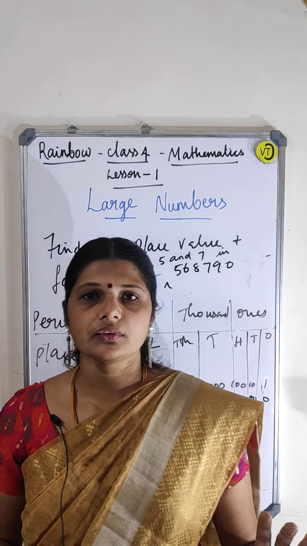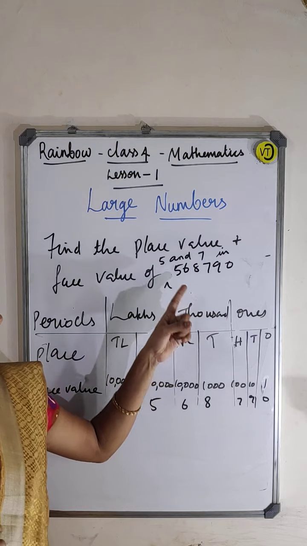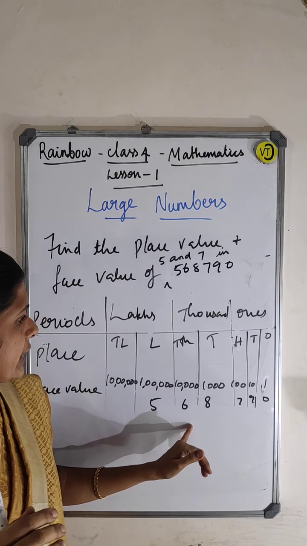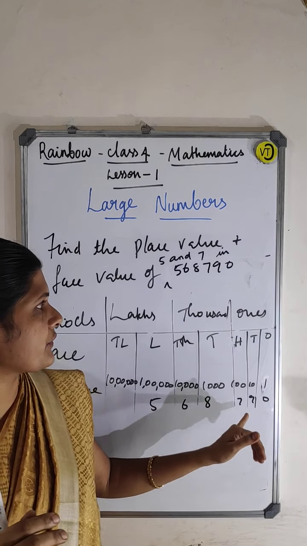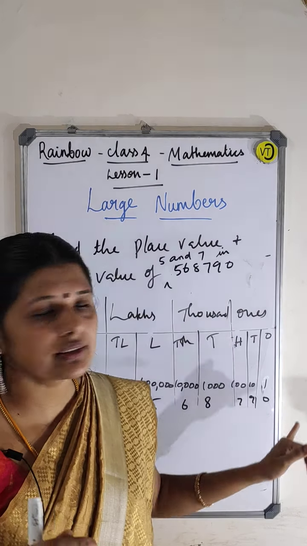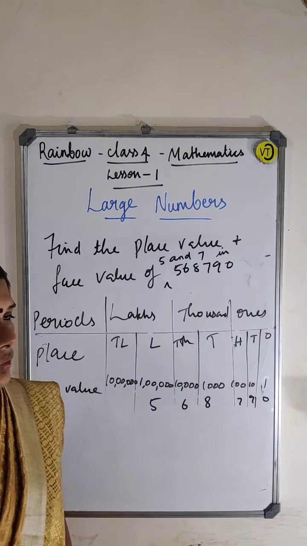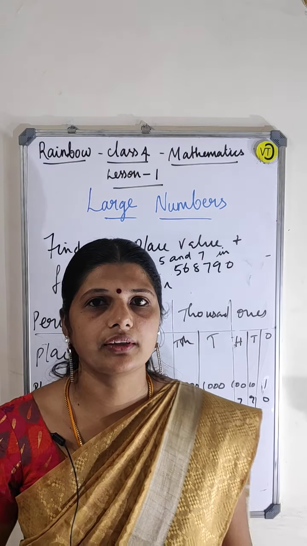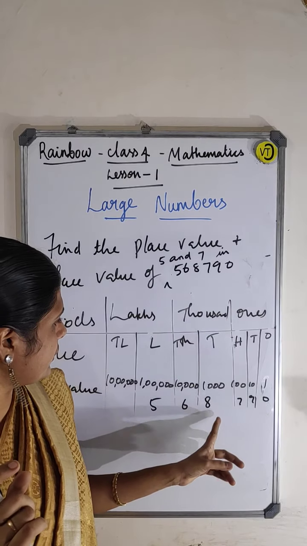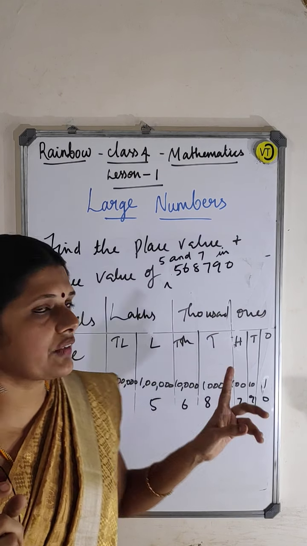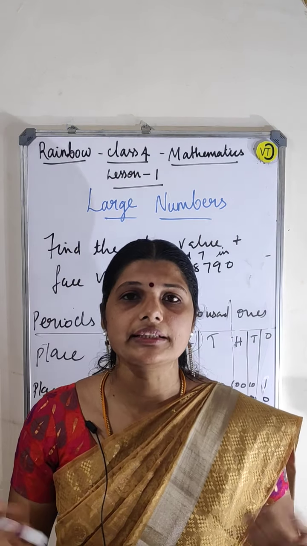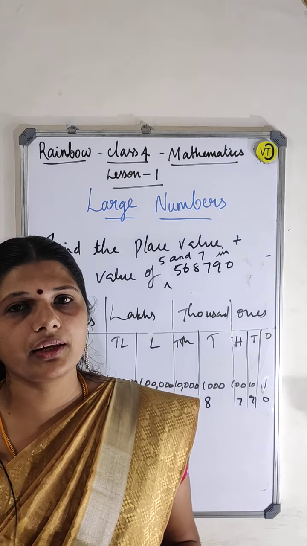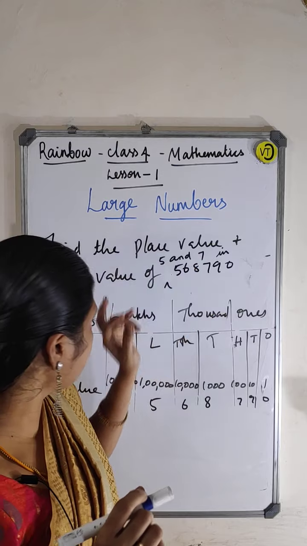Okay, here you have to write the numbers in the place value chart. 5 lakhs, 6 ten thousands, 8 thousands, 7 hundreds, and 9 tens. Okay, particularly they are asking for the digits 7 and 5. So what is the place value of 7 here? 7 is here. 7 into 100 is equal to 700. Okay, what is the place value of 5 here?